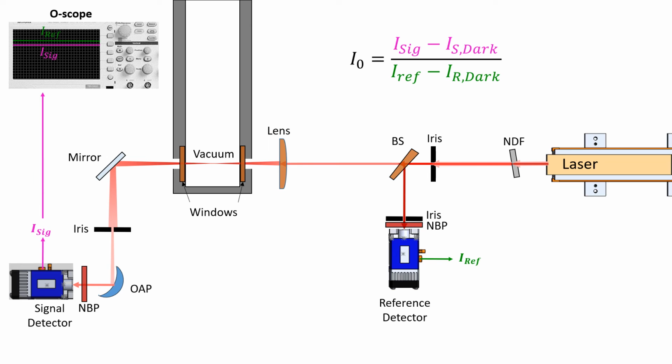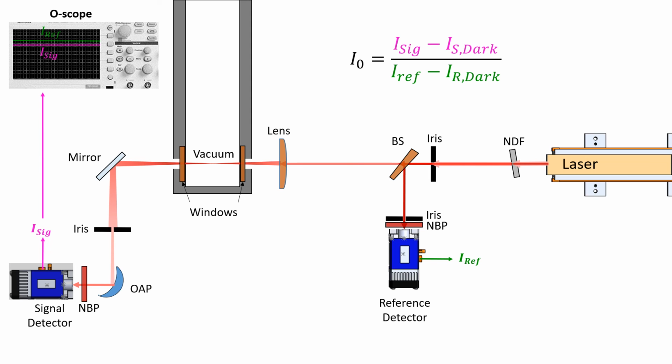Let's pause the discussion of individual components for a minute and consider the full setup as depicted. At the moment, there is no sample to absorb the laser. The shock tube is under vacuum, so the beam that reaches the signal detector is the initial laser intensity. This needs to be corrected for its dark signal and normalized by the reference signal corrected for its dark signal to get I0. If we record the outputs from both detectors on an oscilloscope, the voltages should be relatively constant, and the signal detector intensity will be at its maximum value.